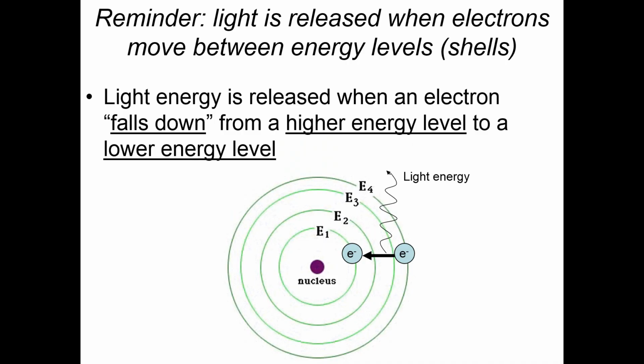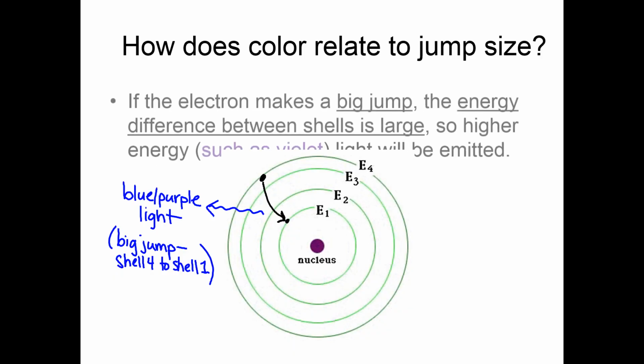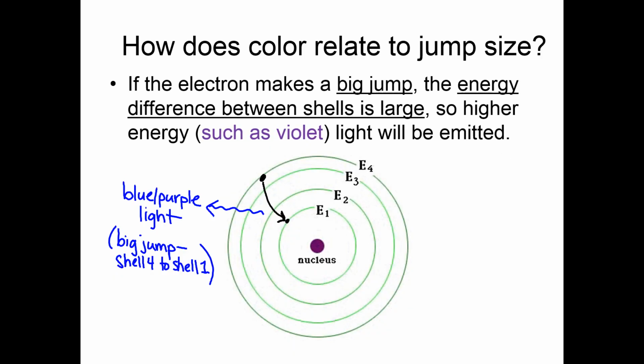So let's think about what's going on here. Remember, light energy is being released when electrons fall down from a higher energy level, so a higher shell, to a lower shell that's closer to the nucleus. And you want to think about how color relates to jump size. So notice, like in this picture, we've got 4 possible shells this electron can be in. Really, we've got even more possibilities, but we're just drawing 4 here. So we've got our ground state electron. When it gets excited, it can jump into a variety of places. It can go into the second shell, third shell, fourth shell, and depending on where that electron ends up, when it falls back down to the ground state, that might be a really big jump or it might be a small jump.